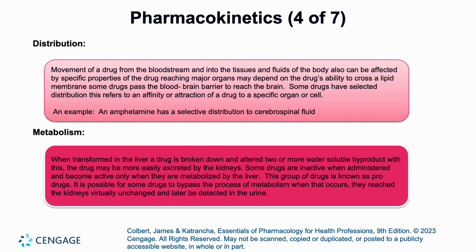It is possible for some drugs to bypass the process of metabolism. When this occurs, they reach the kidneys pretty much unchanged, and then they show up in the urine. So they will show up in a urine detection test, or certain things like certain vitamins might turn your pee different colors.